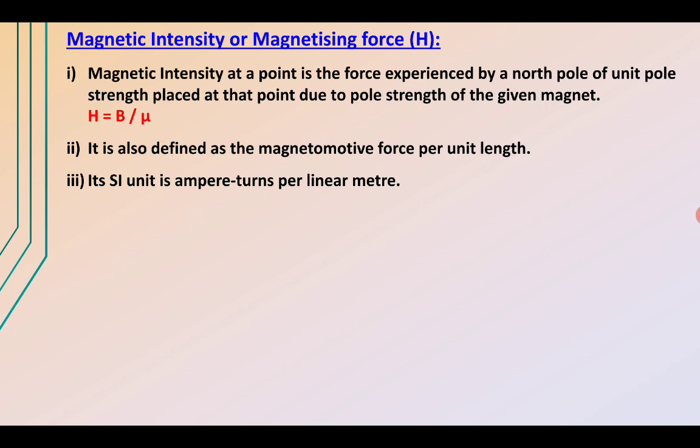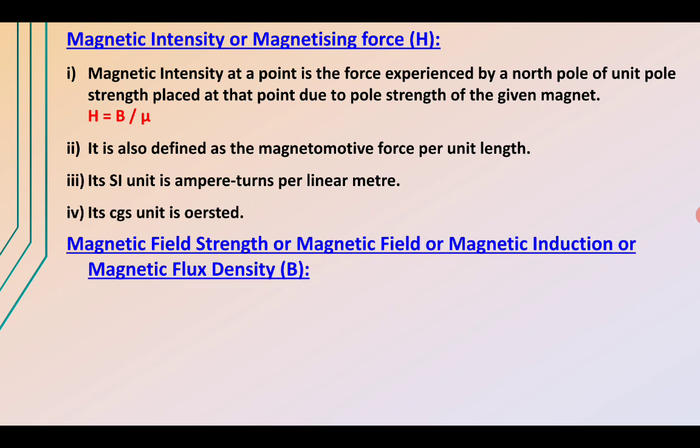Now the name is familiar. What do you understand by this Oersted? Oersted is basically the name of the person who explained the magnetic effect of the flow of charged particles, or the magnetic effect of current.